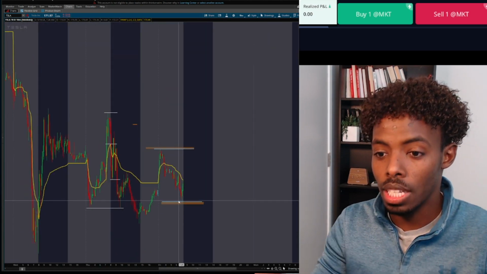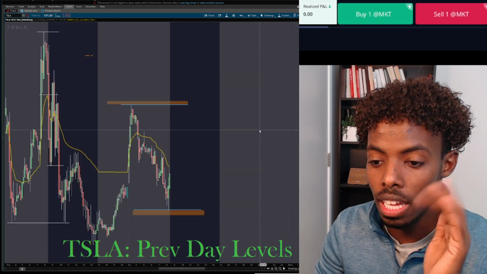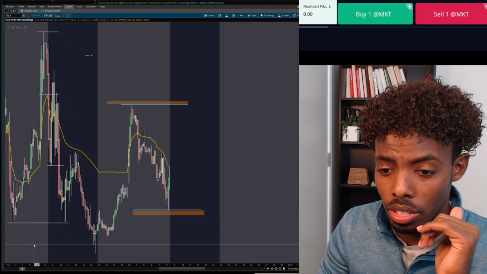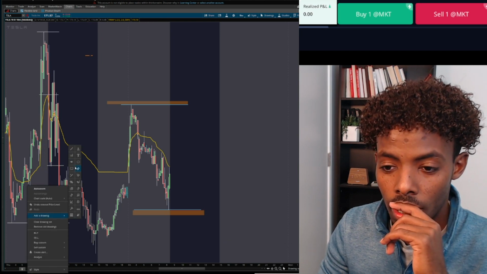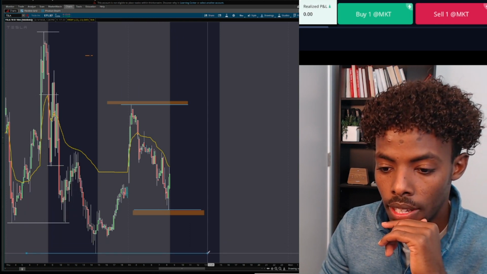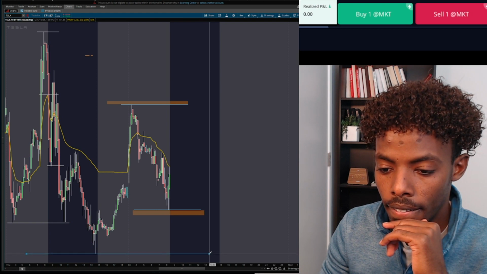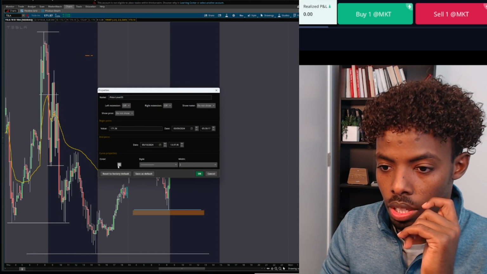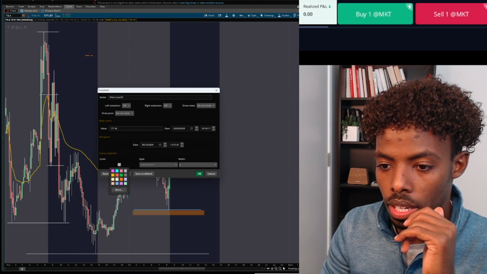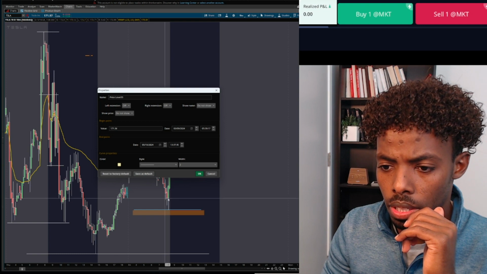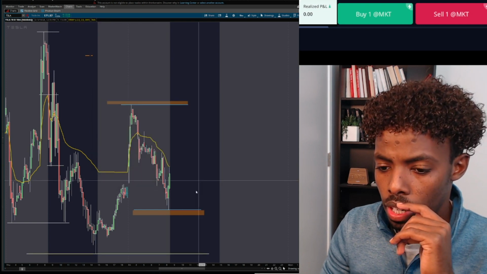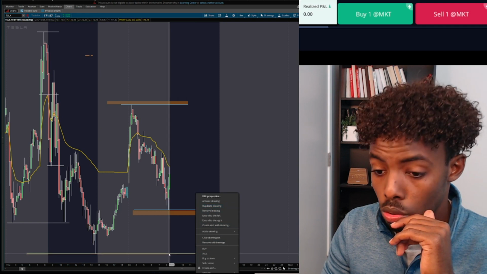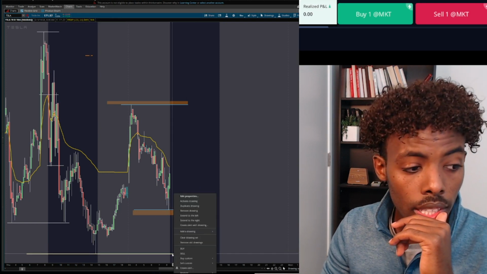And then what's our next step? The next step is marking the previous day levels. Oh my goodness, Tesla also had a crazy range yesterday. What is going on? Here's that right here. Skadoosh. Let's go ahead and mark our levels here. All right, cool. We are getting very tight on timing here. We have less than 2 minutes, so let's go ahead.